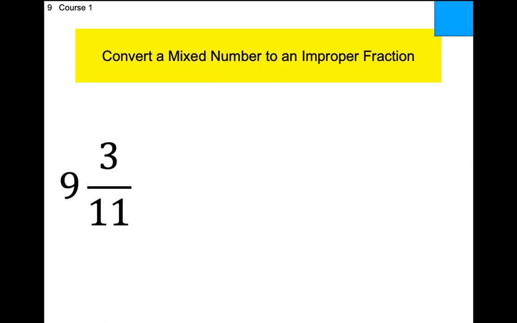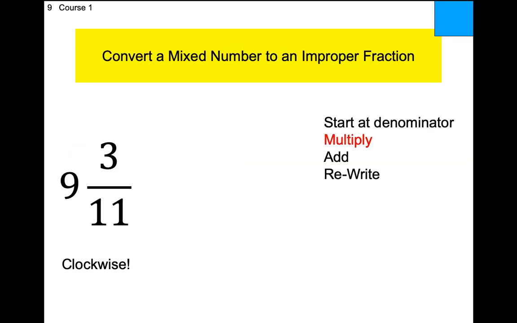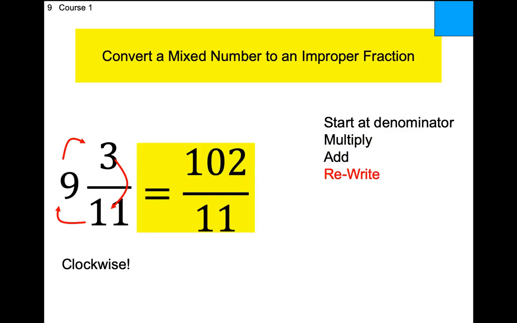Let's see, one more time. So we follow the steps. We start with the denominator and we go clockwise. We multiply. 11 times 9 is 99. Okay, the numbers can get large at times. Don't panic. Do some scratch work if necessary. You don't always have to be able to do these in your head. 11 times 9 is 99. We add the 3 to that. 99 plus 3 is 102, all over 11. Not bad.